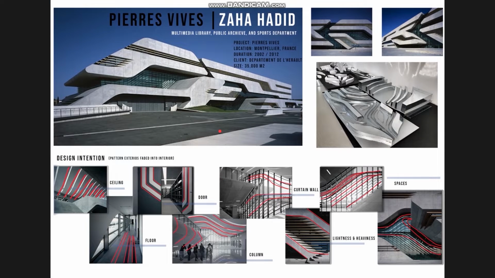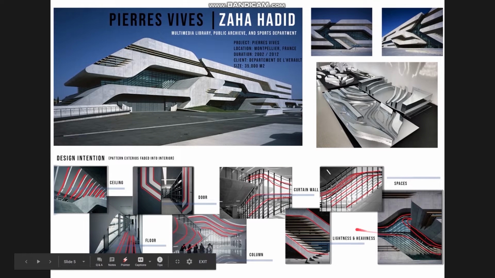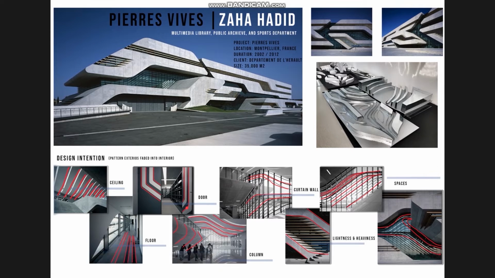Continuing with my case study, the Pierres Vives building by the famous architect Zaha Hadid. The idea of this building is actually a tree trunk laid horizontally, which relates back to my craft, which is wood grain. I would like to highlight this special intention from Zaha Hadid, which is that the material articulates the direction to the various spaces. The exterior patterns are also brought into the interior spaces, such as the columns, the doors, and the ceilings, and so on.